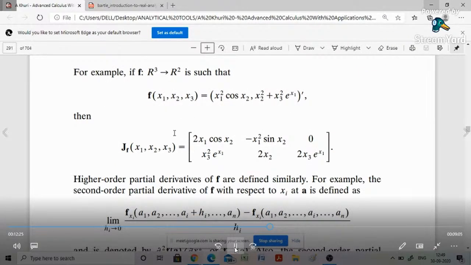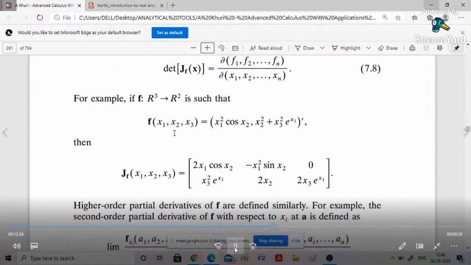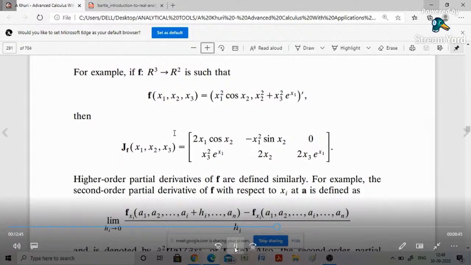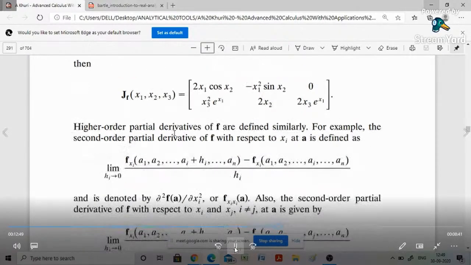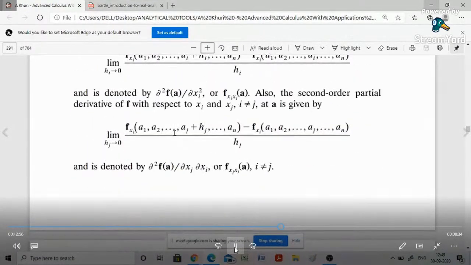Note that in this case, the order is different, and we can find the Jacobian determinant only when the matrix is of the same order, m by m or n by n. That means if m and n are equal, then only we can find the determinant. So in this case, we cannot find the Jacobian determinant.